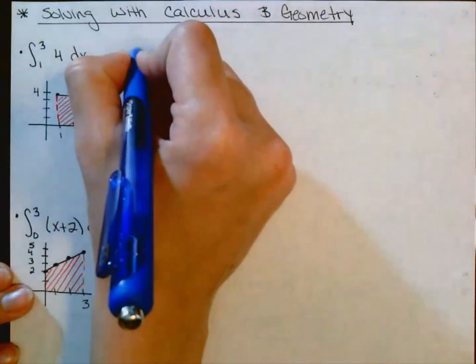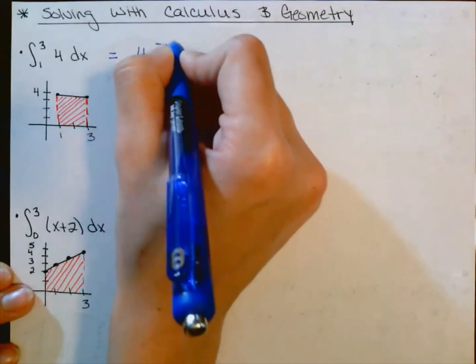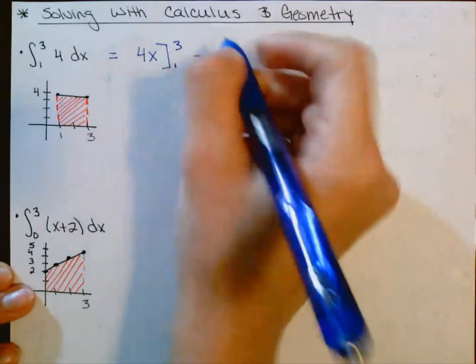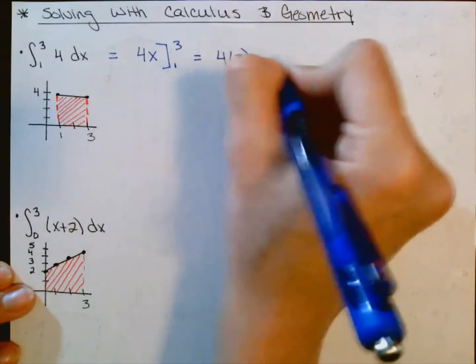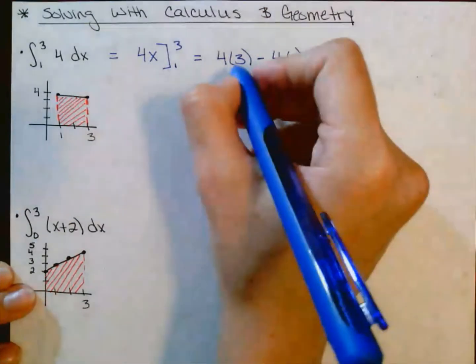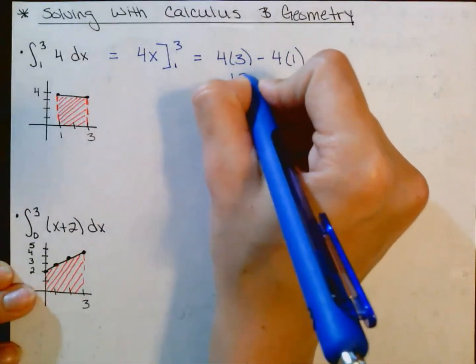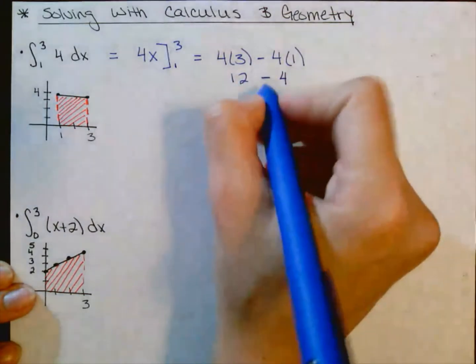Antiderivative of 4 is 4x. Okay, I'm writing from 1 to 3. And then my next step is f of b, the function at b, minus f of a, the function at a. So then I end up with 12 minus 4, and I get 8.